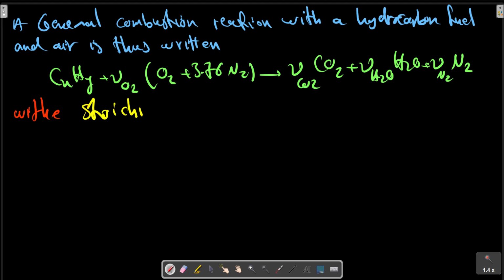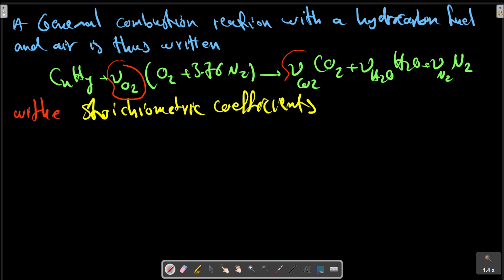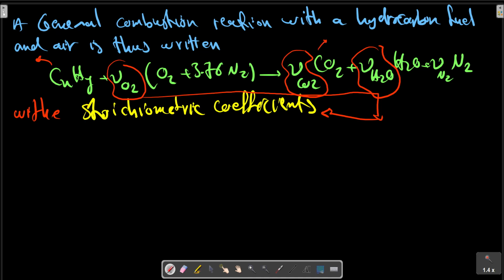Stoichiometric coefficients, VCO2. The stoichiometric coefficients are, for example, found if we make an equality with different elements, for example, for carbon, C.